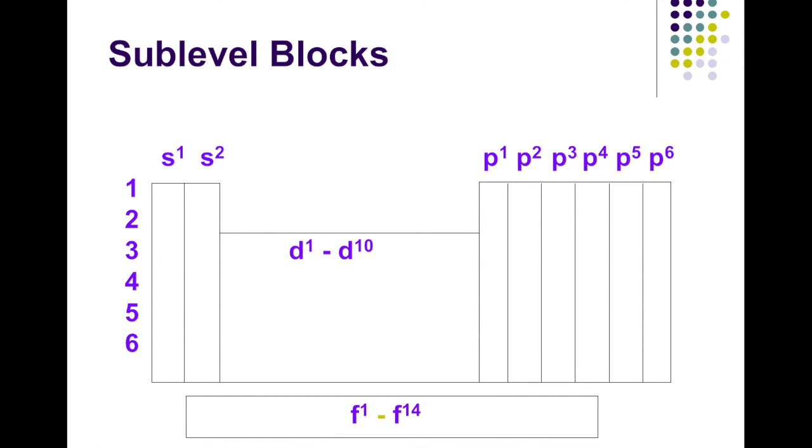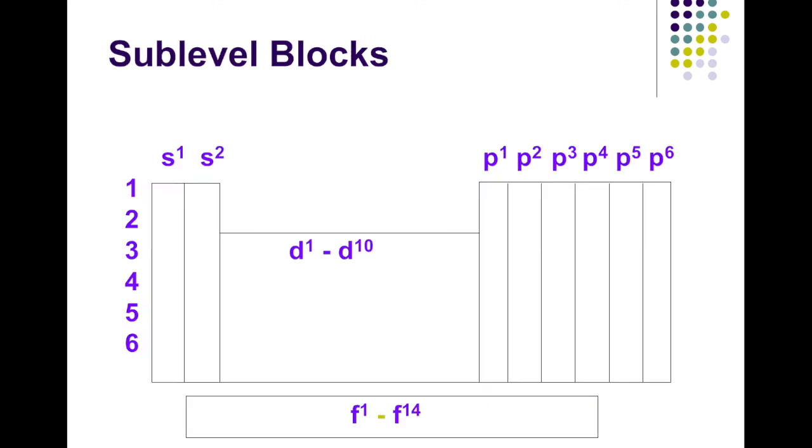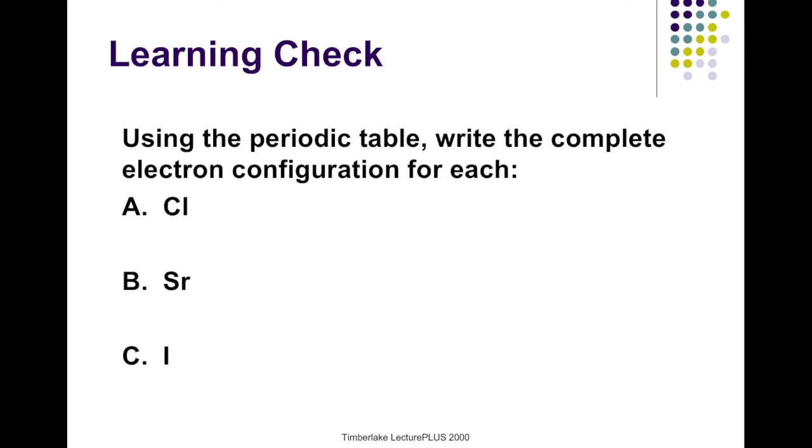Moving forward. So let's do a learning check. Using that periodic table, write each of the complete electron configurations for each of these. Based off of this sub-level block, we're going to go through each of the elements to determine what it is. So we're going to look at chlorine first.